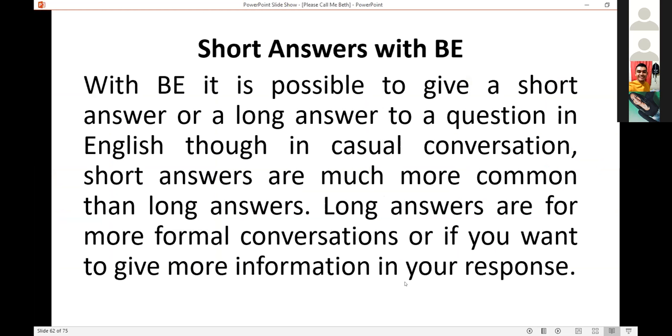In casual conversation, short answers are much more common than long answers. Long answers are for more formal conversation or if you want to give more information in your response.